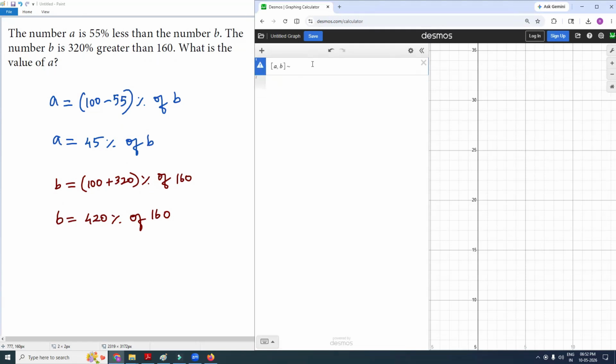Now take the tilde sign, open the square bracket now. Now we have to consider the terms we have on the right side of both the equations, this one and this one. That is, the first one is 45% of B. Let me type it, 45% of B, comma. And the term we have on the right side of the second equation is 420% of 160, close the square bracket. Okay, here I got the value of A in Desmos, that is, A equals 302.4.